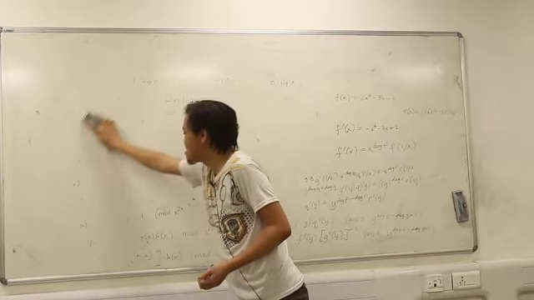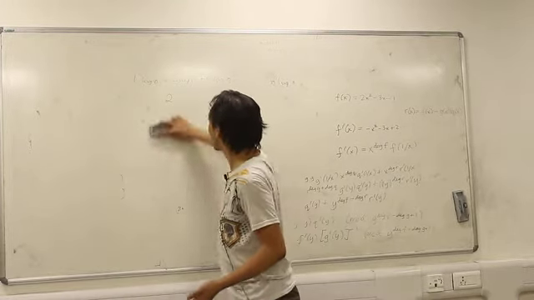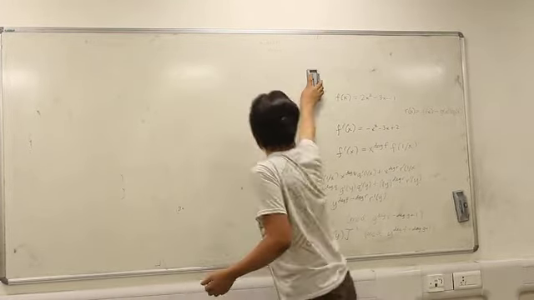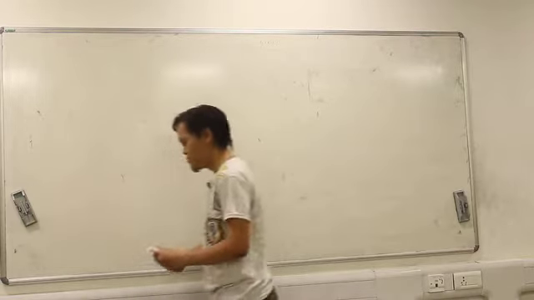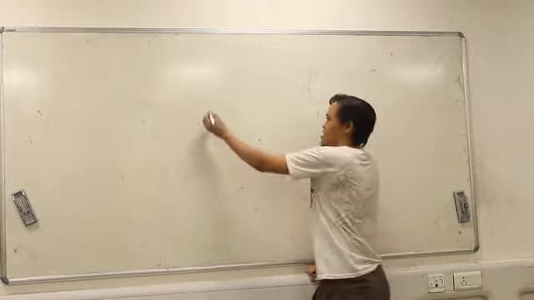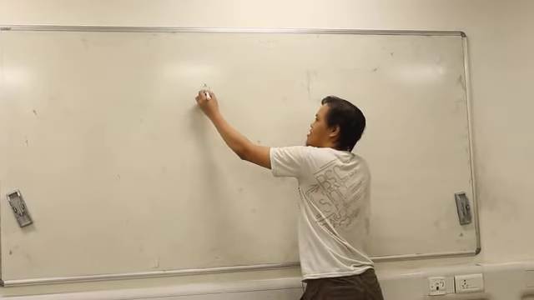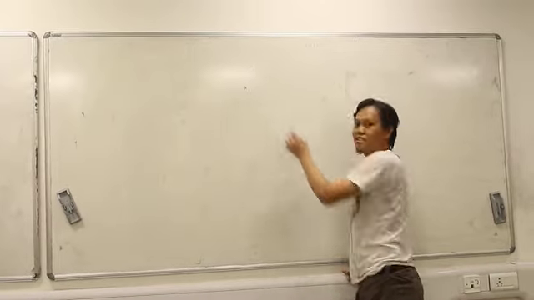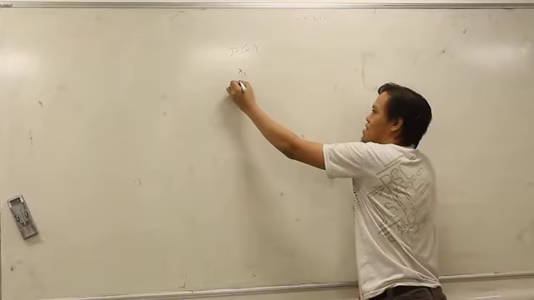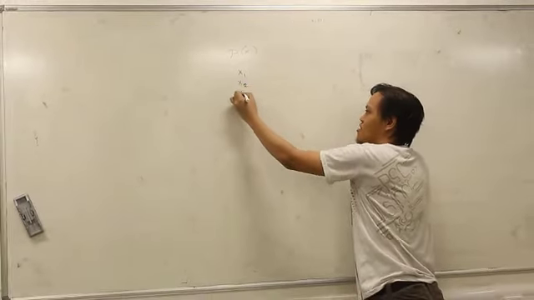Next. What else can we do with FFT? With FFT, we can solve this problem. Let's say you have some polynomial p of x, and then you want to evaluate it at n points. So how do you do that?